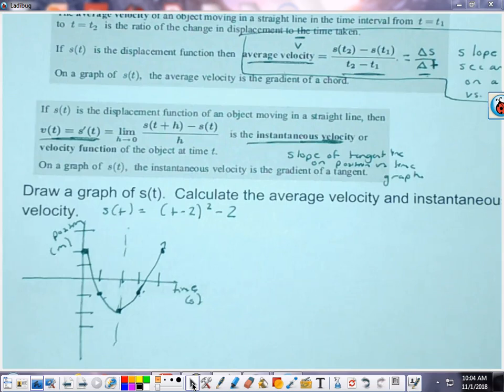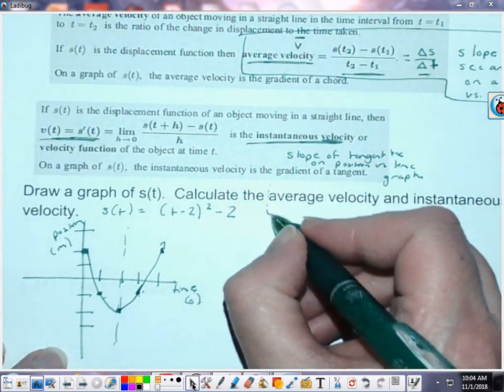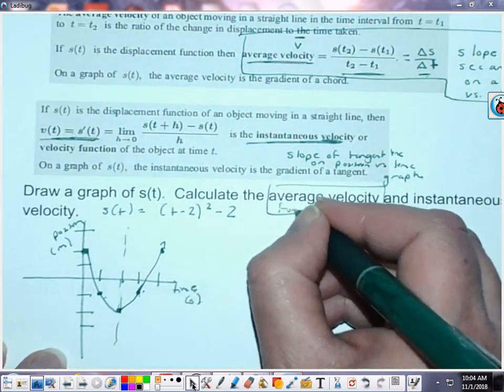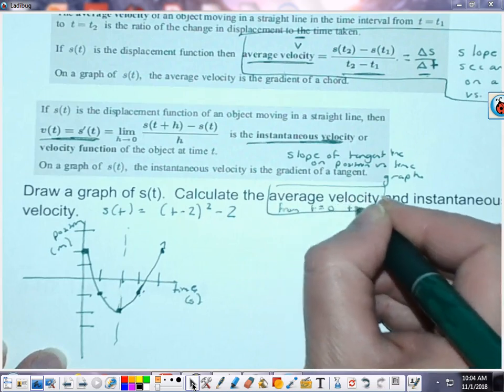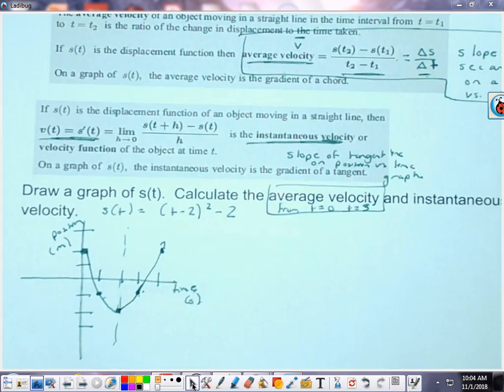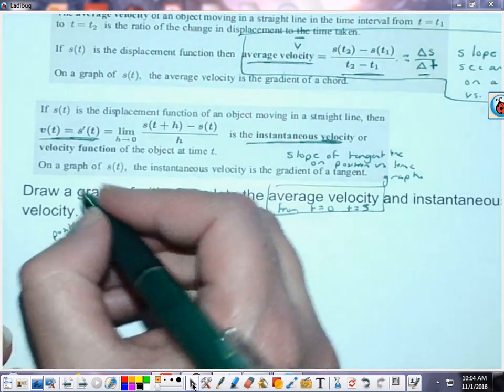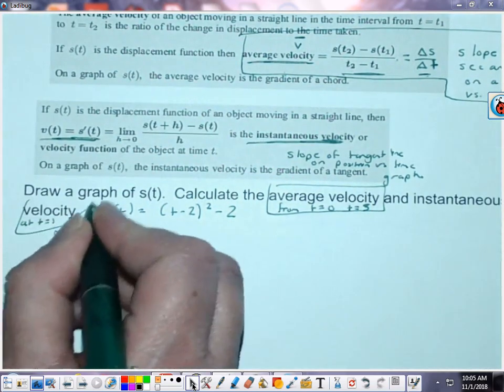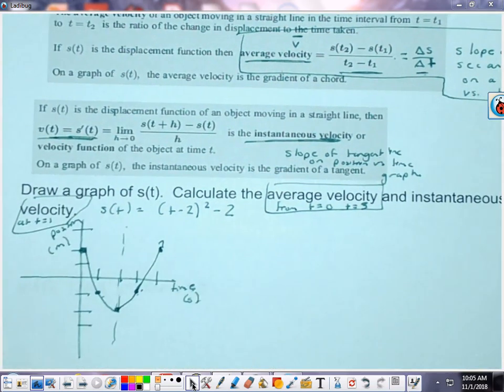So that's my position versus time, and now it says average velocity and instantaneous velocity. I frankly have to give you a time frame for that. So average velocity, we're going to say from time equals 0 to time equals 3. I have to give you that. Instantaneous velocity we'll do at time equals 1. So I do have to give you that.